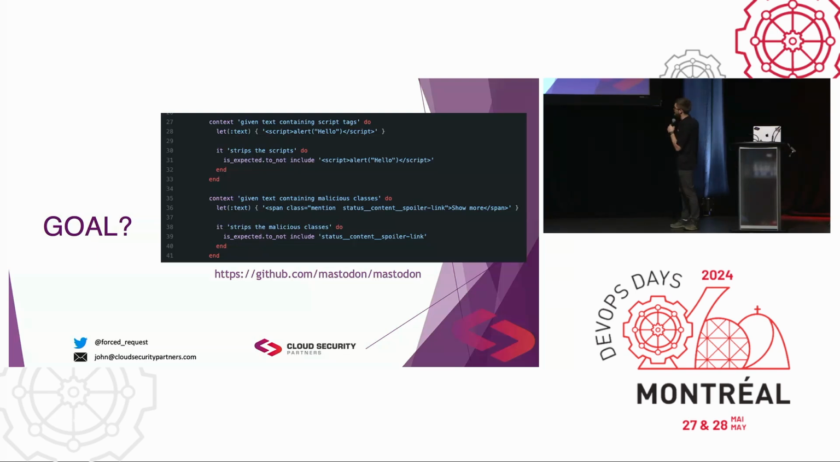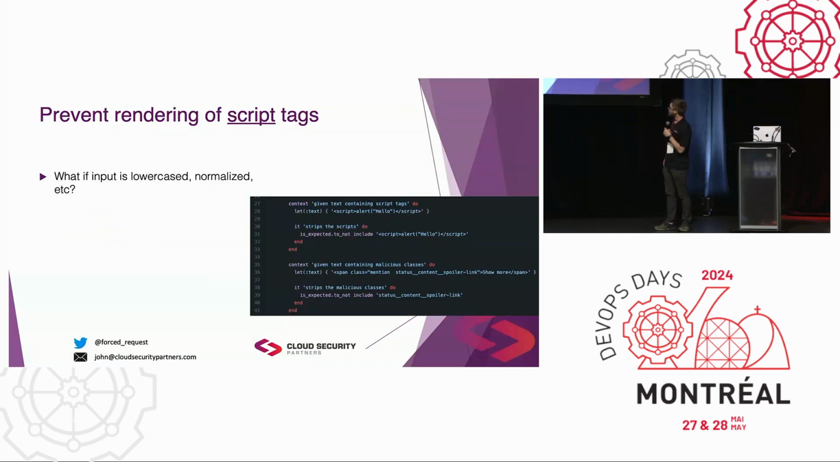Yes, XSS, cross-site scripting. Anyone use Mastodon? So this is from Mastodon, the social network. In particular, it's testing for cross-site scripting, and there's 2 test cases. We're looking to make sure it's stripping out the scripts. Scripts generally are bad. Don't want users to be able to provide scripts. So prevent rendering of scripts.